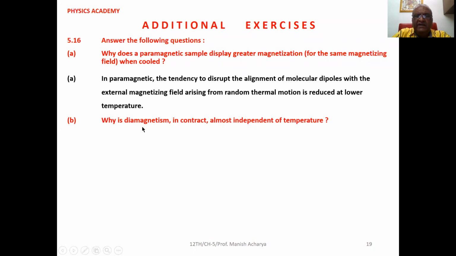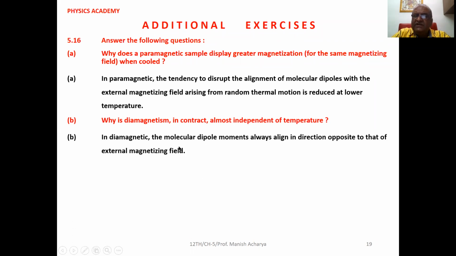B. Why is diamagnetism, in contrast, almost independent of temperature? Because in a diamagnetic substance, the molecular dipole moments always align in the direction opposite to the external magnetizing field.